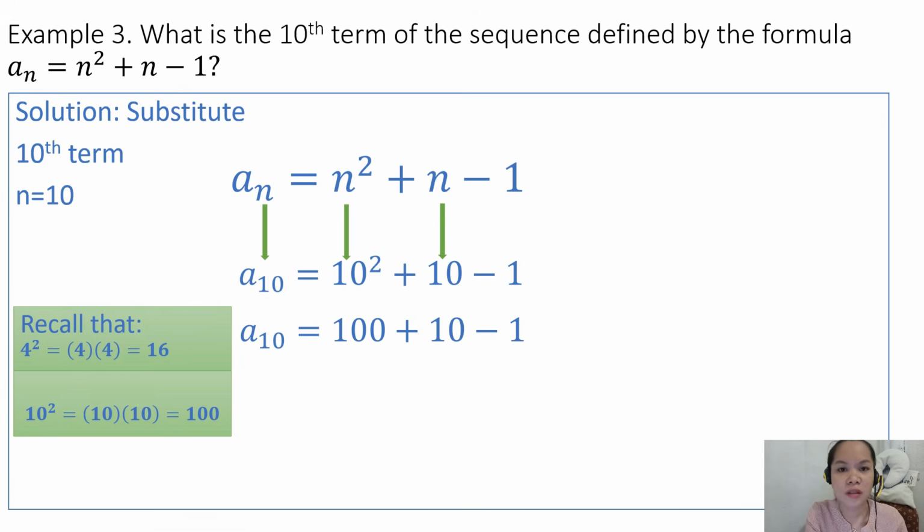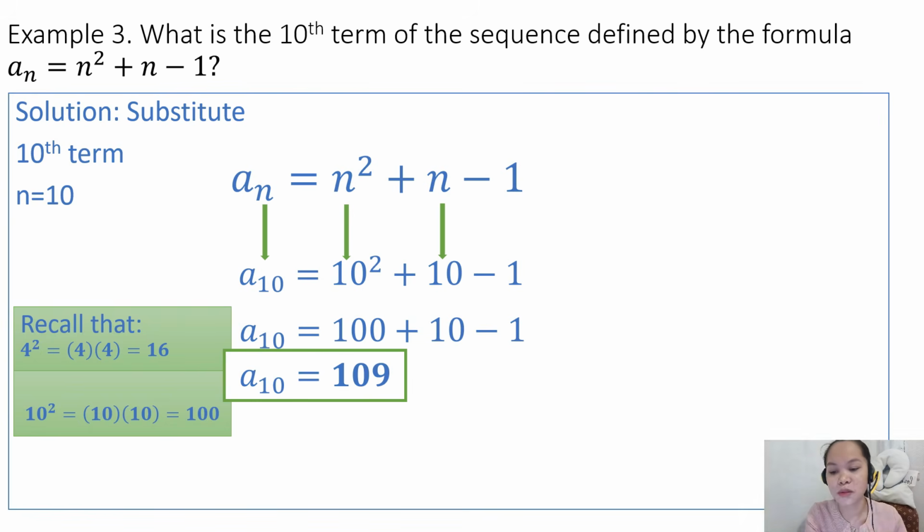Okay, moving on. So we have there 10 squared, which is equal to 100, plus 10 minus 1. So you just add and then subtract. 100 plus 10 is 110, minus 1 is 109. So we only have one answer from this question, since the only unknown value here is the 10th term. So that's just it. Our answer is 109.